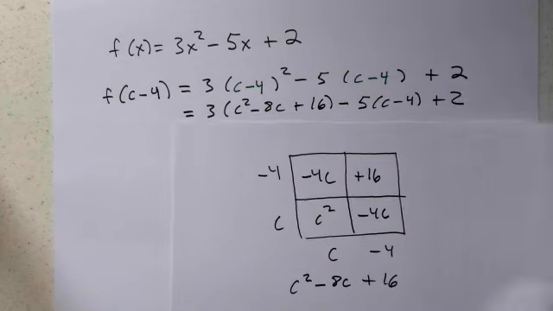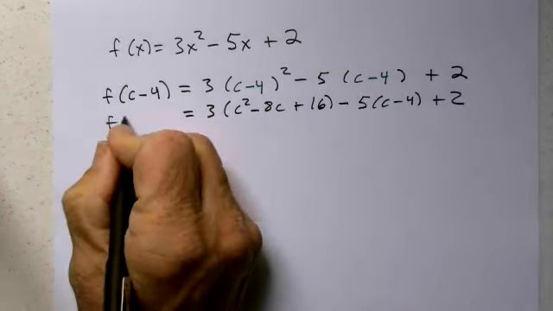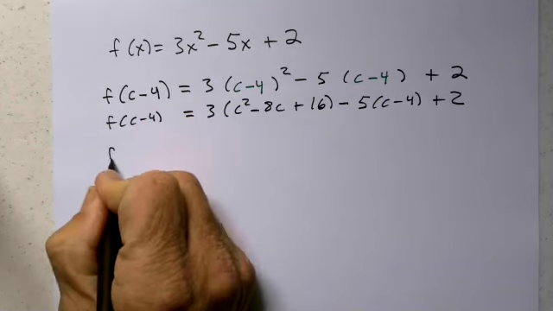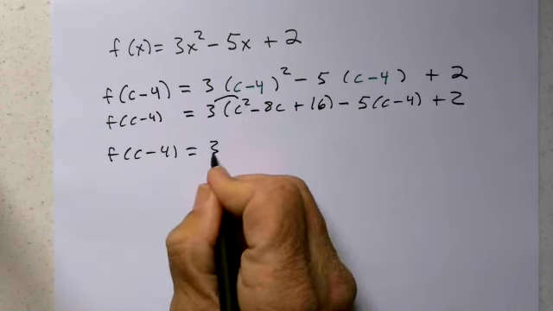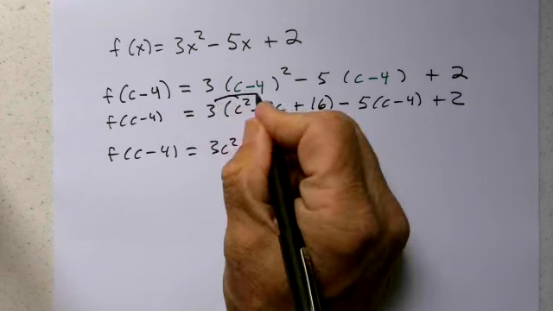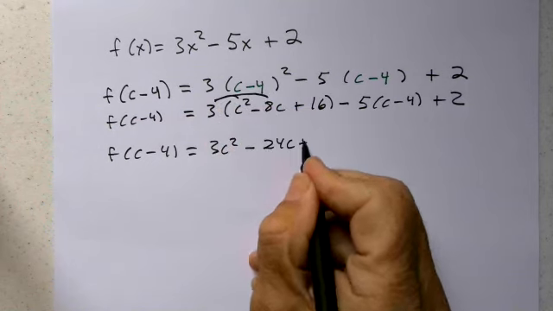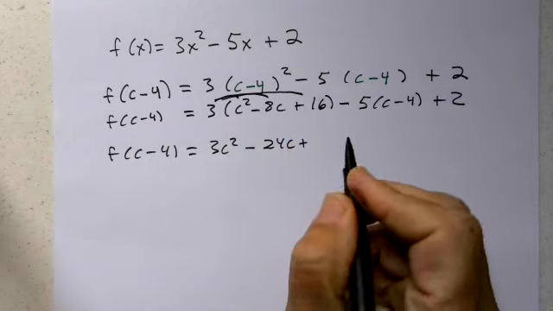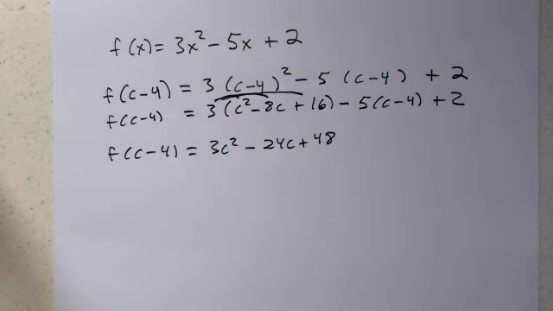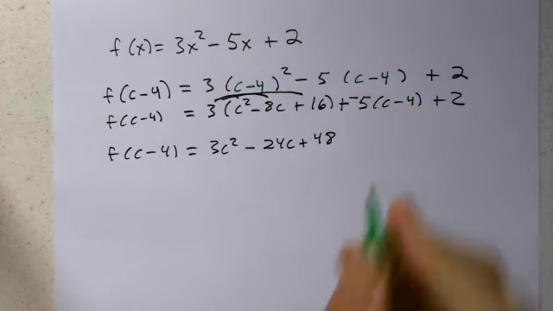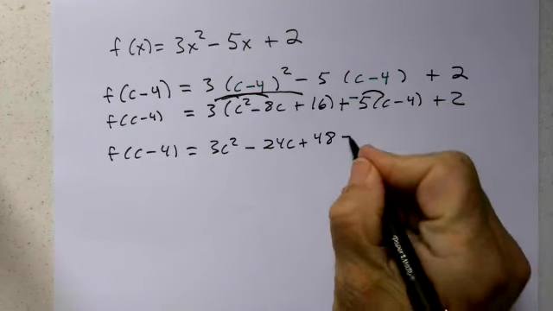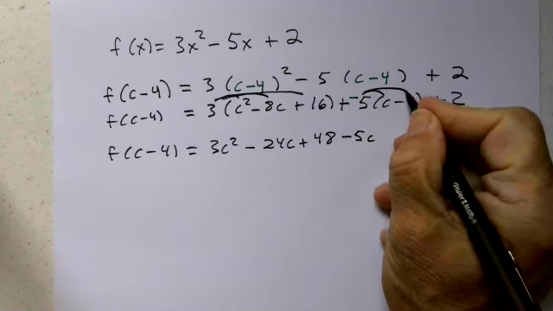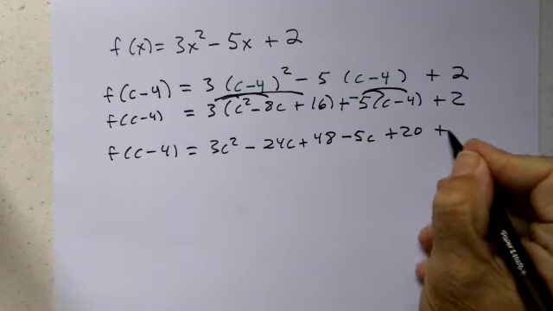And we need to distribute. So again, f of c minus 4 equals that. Distributing, 3 times c squared is 3c squared, minus 3 times 8c is 24c, plus 3 times 16, which is 48. For this minus 5, I like to make it plus negative 5, just so I can see how it's behaving. So negative 5 times c is minus 5c, negative 5 times negative 4 is plus 20, plus 2.